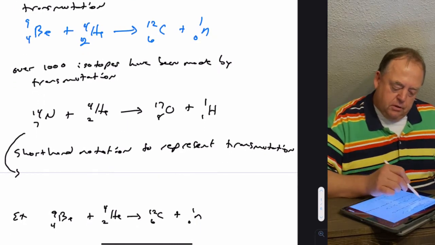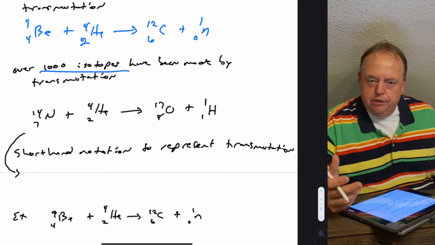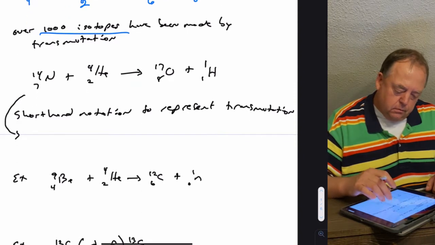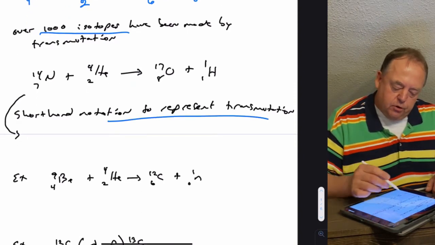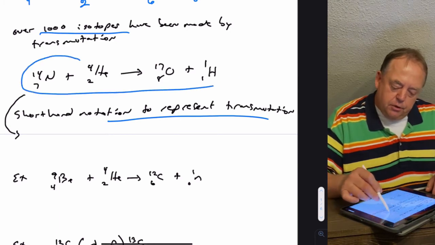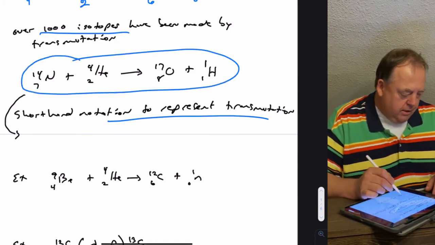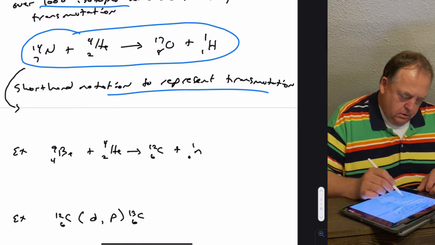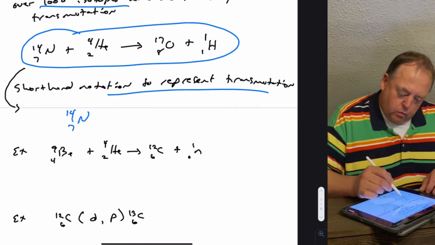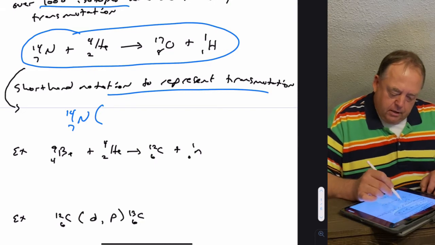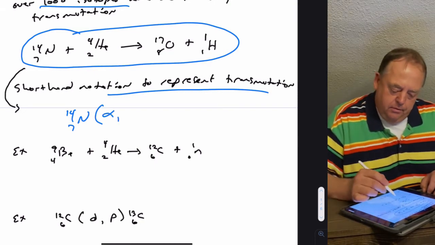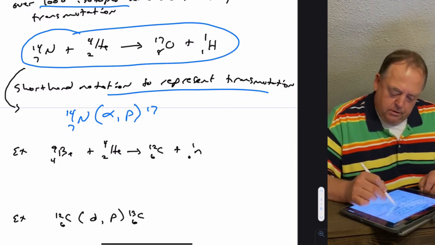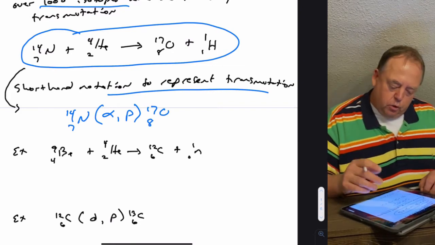Over 1,000 different isotopes have been made by transmutation, by bombarding nuclei with each other. There's a shorthand notation to represent transmutation. If we take this nuclear bombardment reaction and write it in shorthand notation, you write the nucleus that you start with, then in parentheses the particle that you bombard with, then the particle that's ejected in the process, and then the nucleus that you end up with.